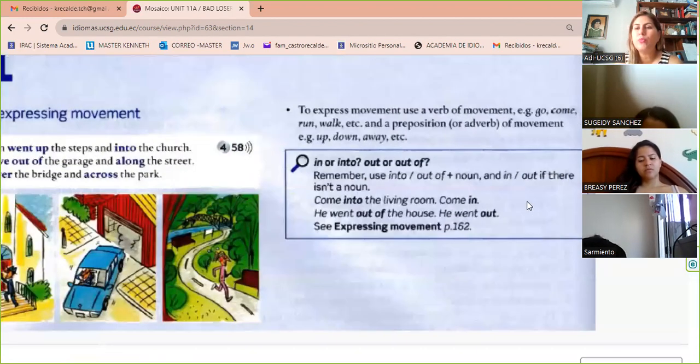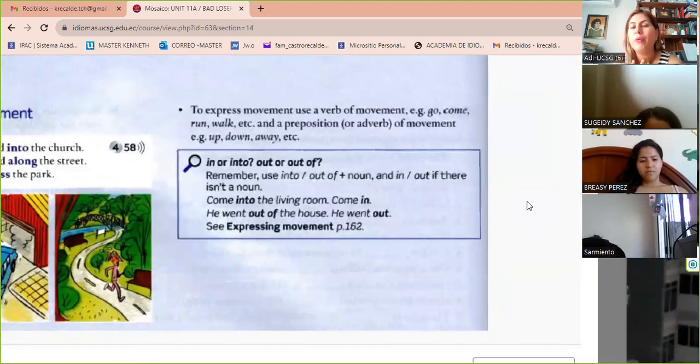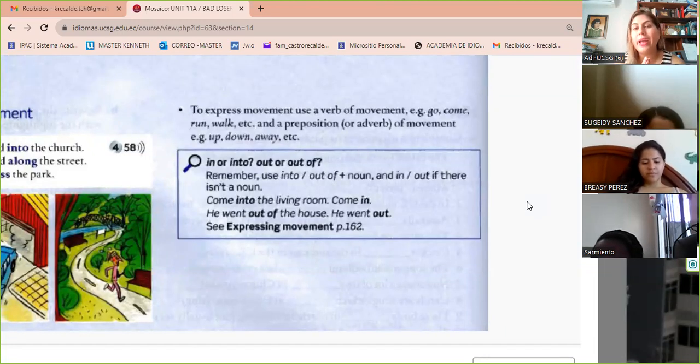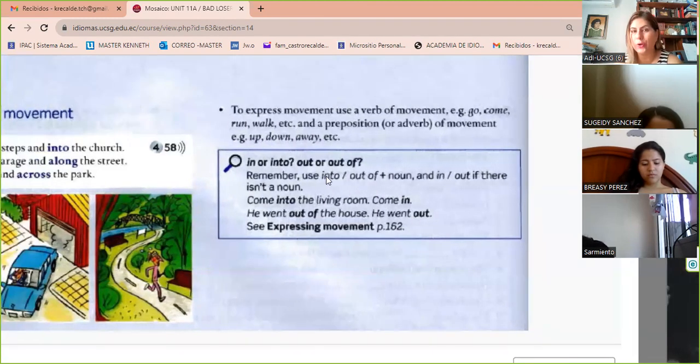So when we express movement, we can use a verb of movement, for example, go, come, run, walk. But you use a preposition or an adverb of movement. So it could be up, down, away. Yeah, like the examples that you see here. Now, do we say in or into? Do we say out or out of?